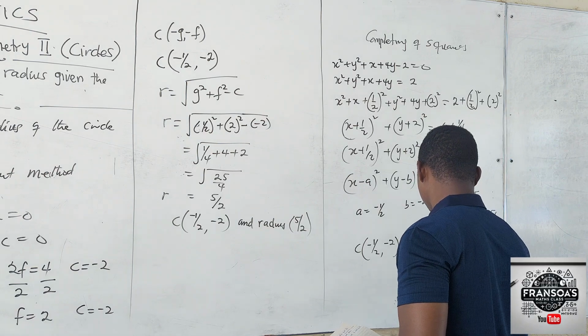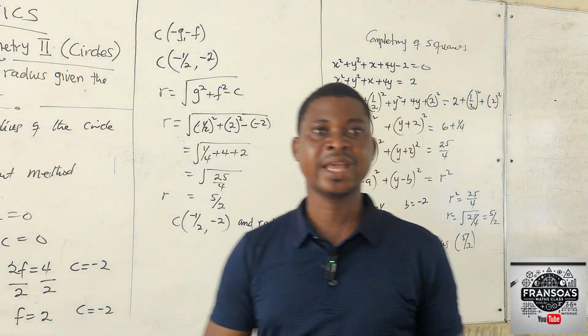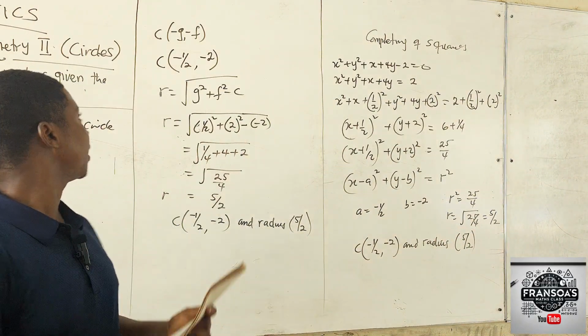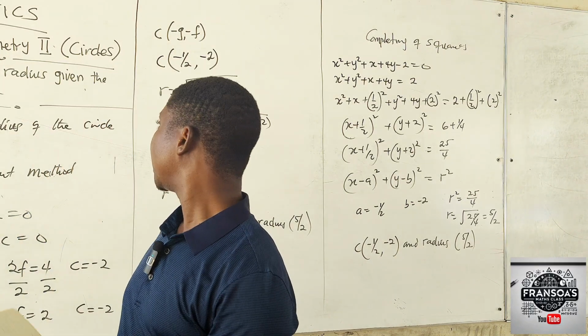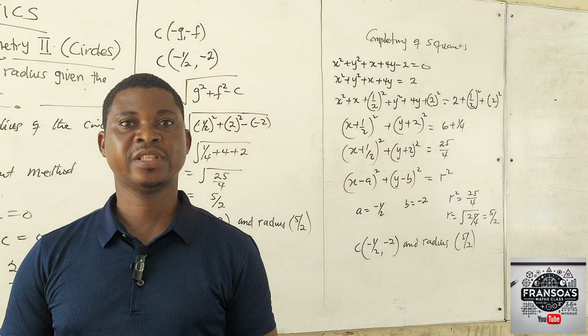And this brings us to the end of the topic, finding the center and the radius of a circle, given the equation of the circle.